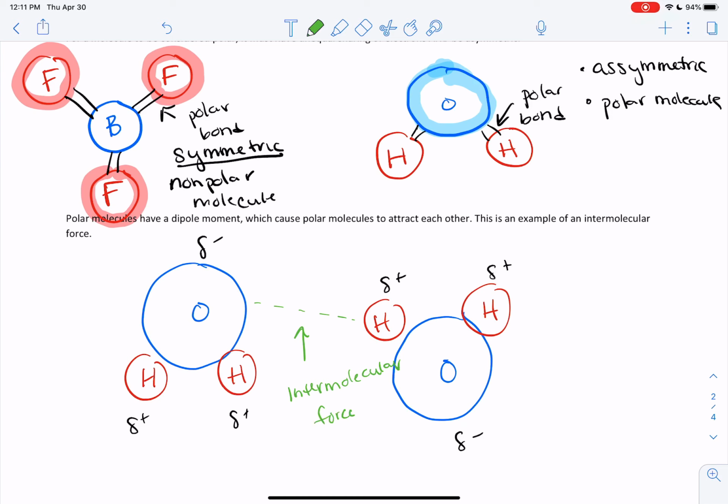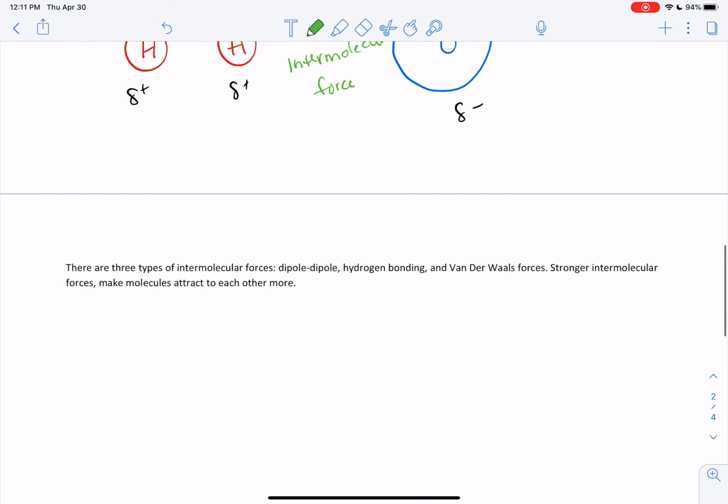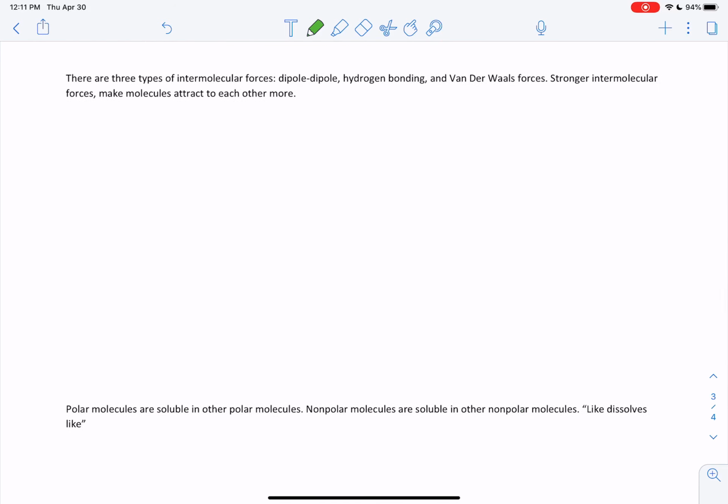Okay, so whenever we have polar molecules, they have an intermolecular force, okay? And when we say dipole moment, that just means that there is partial negative on one side and partial positive on the other, okay? There are actually 3 different types of intermolecular forces. There's dipole-dipole, hydrogen bonding, and van der Waals forces. And if there is a stronger intermolecular force, the molecules attract more to each other.